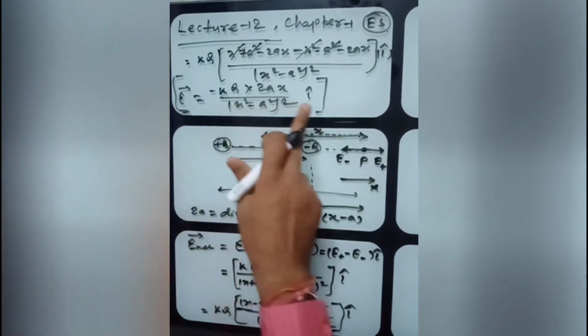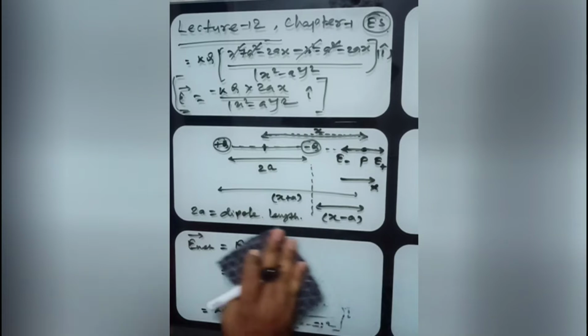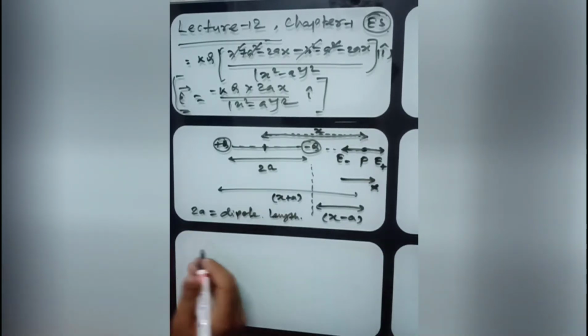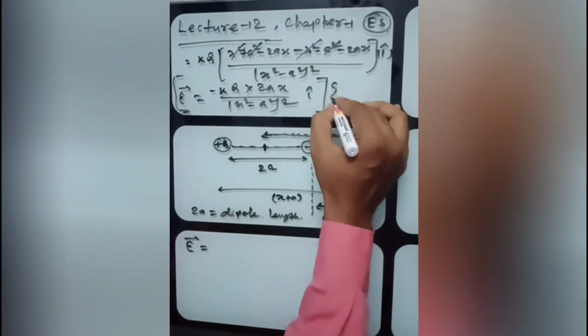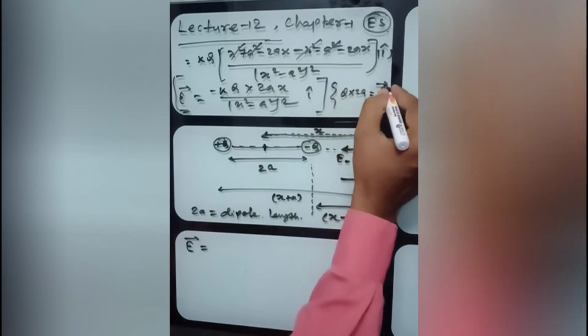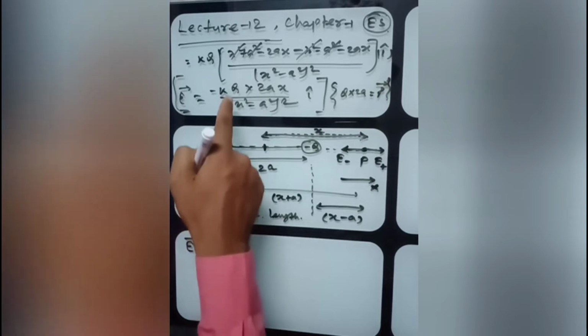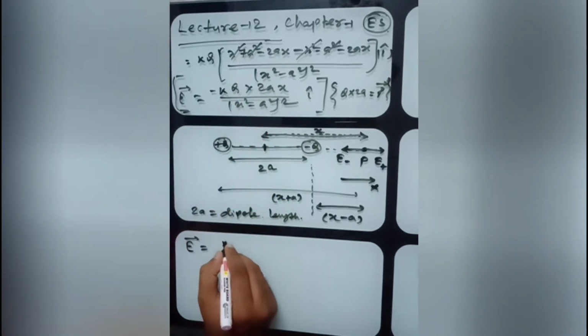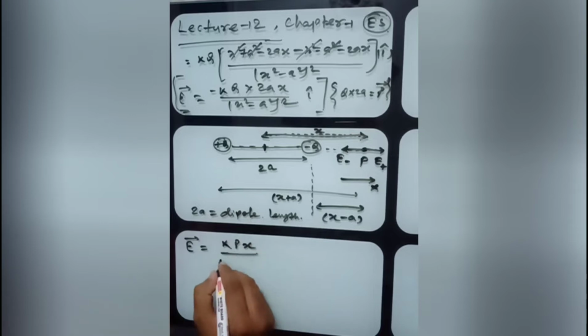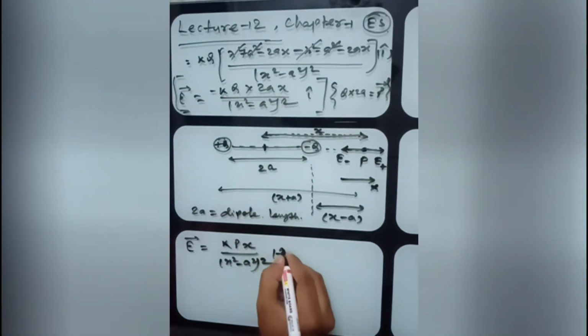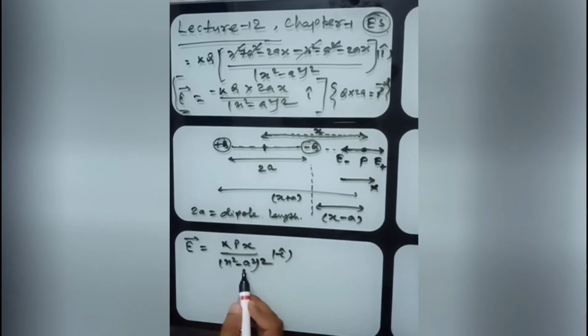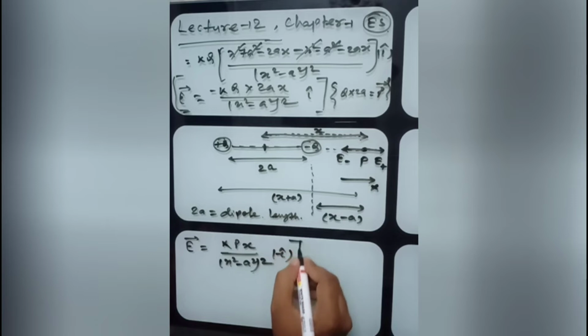We can write this equation in terms of dipole moment. In terms of dipole moment, E is equal to Q times 2A. Try to recall, Q times 2A is the dipole moment. Okay student, so Q times 2A will give you the dipole moment P. So it is E = kPx over (x square minus a square) whole square, and this minus I am taking with the direction, it is minus i cap. This is another standard equation you will use for the electric field due to a dipole at an axial point.